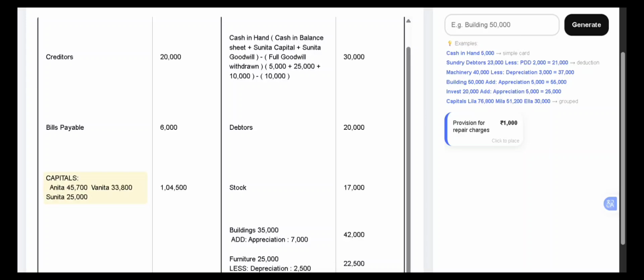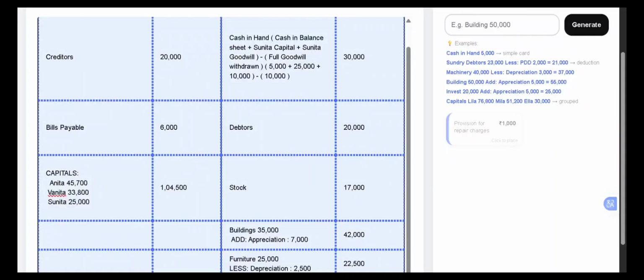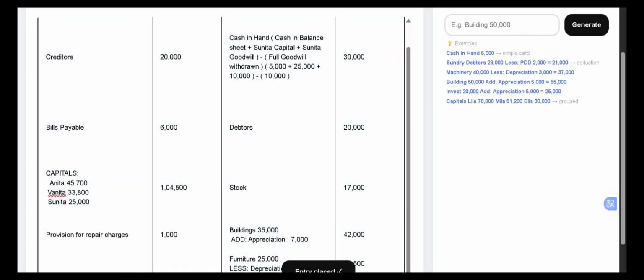So bring down the capitals of all the three partners. So for Anita, it is 45,700. Vanita 33,800 and Sunita 25,000. So the total new capital is 1,04,500. Now the next one last adjustment which is left in the adjustments given in the question, that is provision for repair charges. Since it is the liability, write it on the liability side, provision for repair charges 1,000.